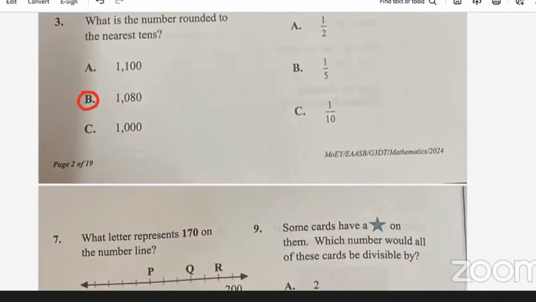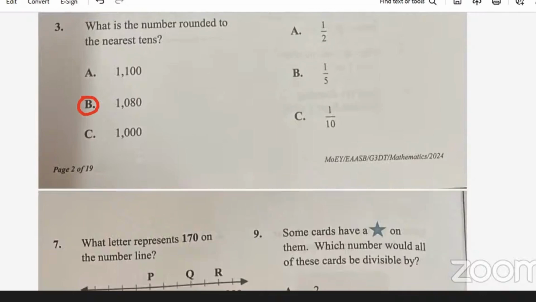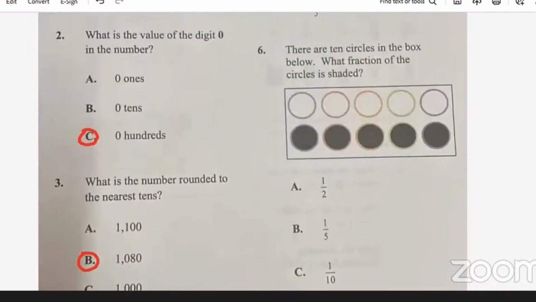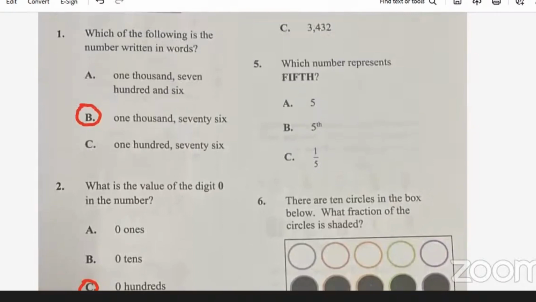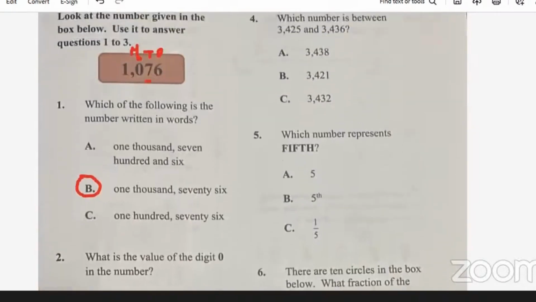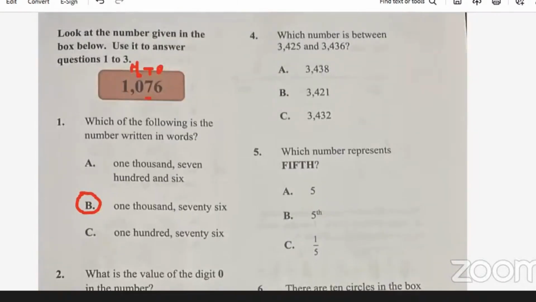Remember also that this is not necessarily a teaching video. I'm somewhat trying to explain the questions as best as possible. But for me to actually teach each of these topics, that would be a lot in a paper like this that has 60 questions. So let's get to question 4.